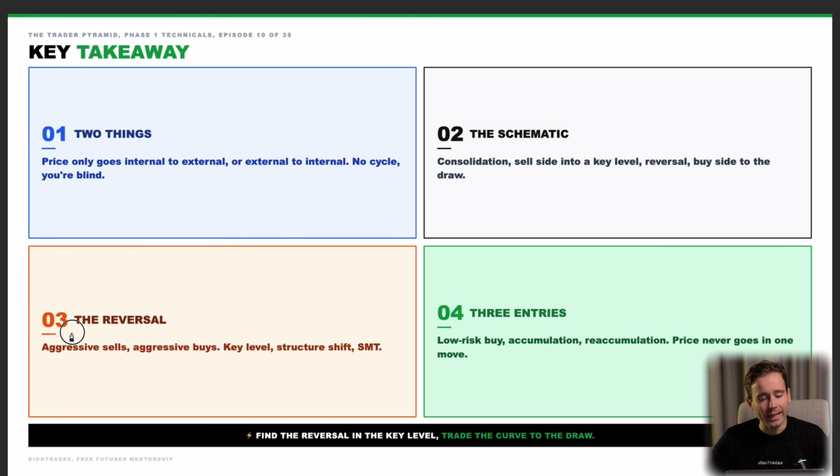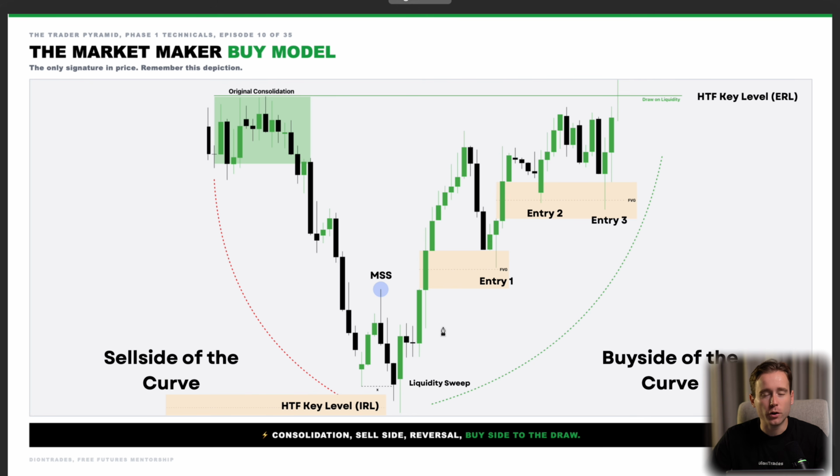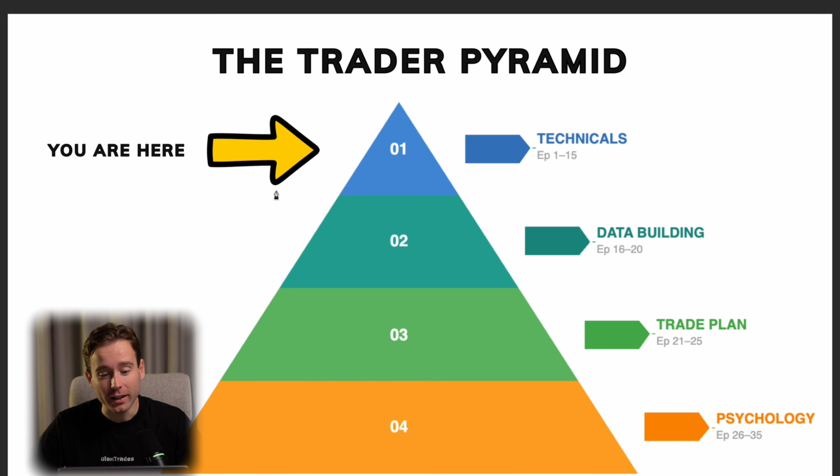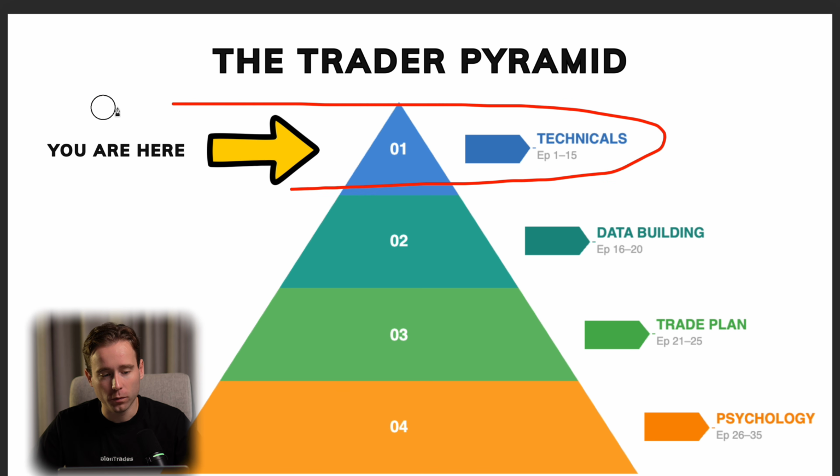You need to know the key elements of a reversal. We have a V-shaped recovery. That's aggressive sells, aggressive buys, or aggressive buys, aggressive sells. In a key level, there needs to be a structure shift, a liquidity sweep, or an SMT. And most of the time in the market maker model, there's 2 or 3 entries. Price never goes to the target in one go. There's always 1, 2, or 3 entries inside a market maker model, which also helps if you have FOMO, because the market will give you another opportunity. And there you have it, the 10th layer in the technicals part of the trader pyramid.